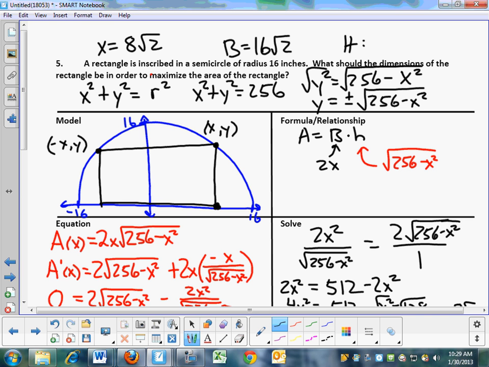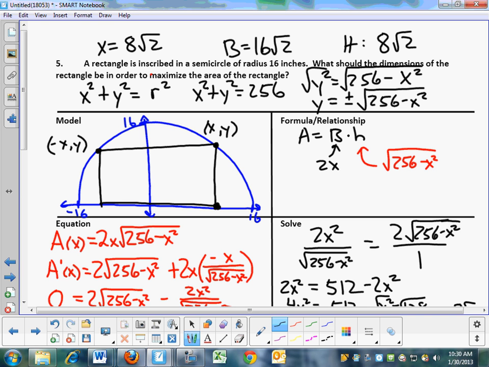And now the height, we plug that 8 square roots of 2 back into here. You know what you get? Well, what do you get when you square 8 square roots of 2? 128. 256 minus 128, 128. Square root of 128, 8 square roots of 2. And if you just want to convert it to a decimal and plug it all in, you're fine.